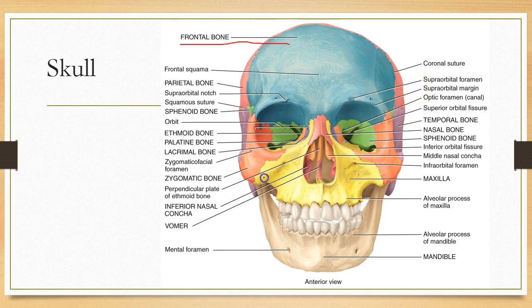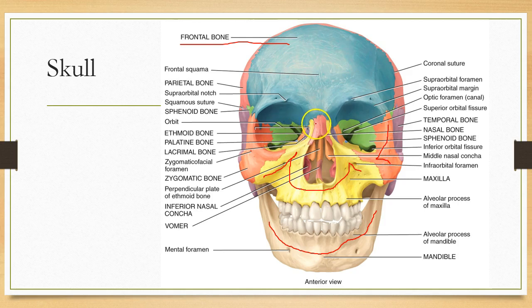This big yellow bone here makes up the majority of the front of the face, is going to be the maxilla. And the lower jaw is going to be the mandible. The orange bone will be one you need to know. This is the zygomatic bone.